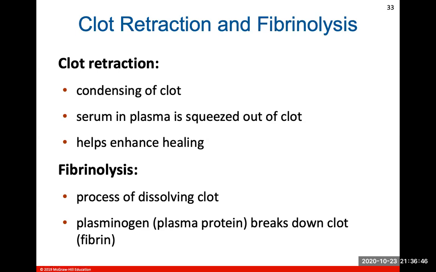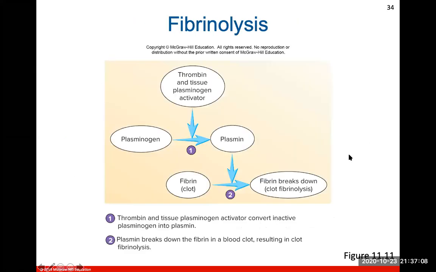Clot retraction is the condensing of a clot. Serum is the plasma squeezed out of the clot, and this will help enhance the healing. Fibrinolysis, the splitting of the fibrin, is just the process of dissolving that clot. Plasminogen, which is a plasma protein, will break down the clot into fibrin. And this is a look at fibrinolysis, which is just a fancy word for saying the splitting up of a blood clot.